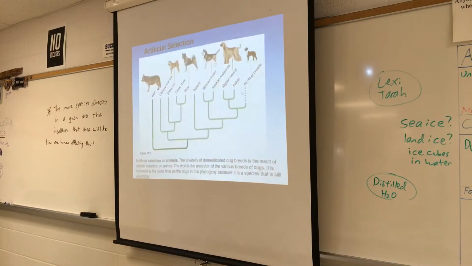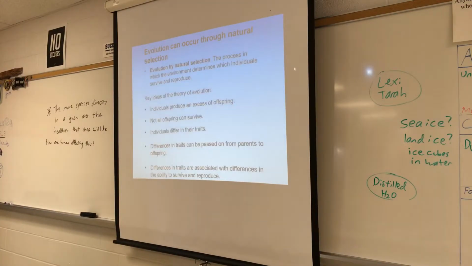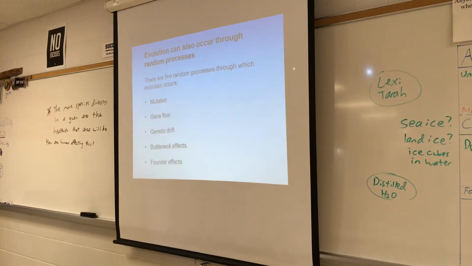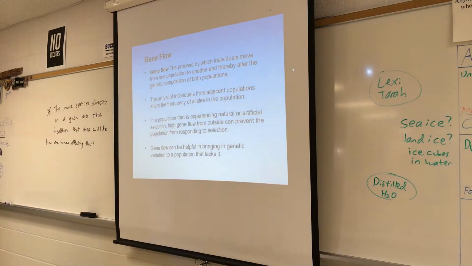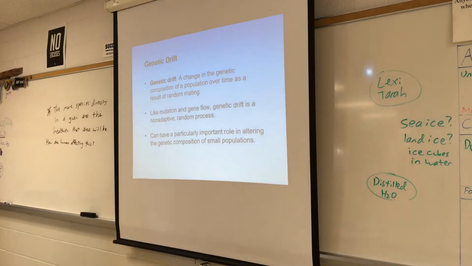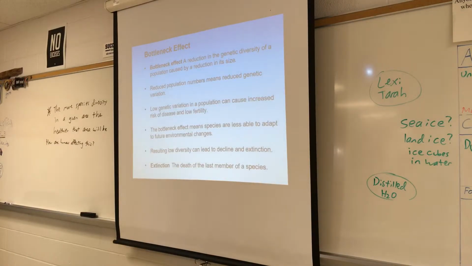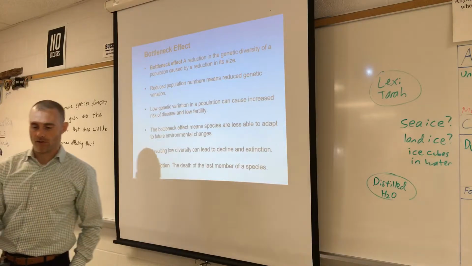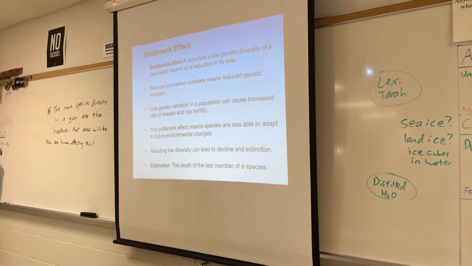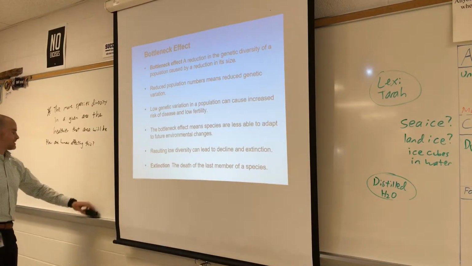So that's natural selection. What's artificial selection? Why are they showing dogs? The humans bred them. Right, so we're artificially selecting which species will make it and which will not. So there's artificial and then there's natural. And then there's some other things: mutations, gene flow, genetic drift. We're going to get into just the bottleneck effect. And again, there's so much to cover. I'm just sticking to what's in the curriculum. Bottleneck effect is in there, so you need to know what this means. A reduction in the genetic diversity of a population caused by a reduction in its size.